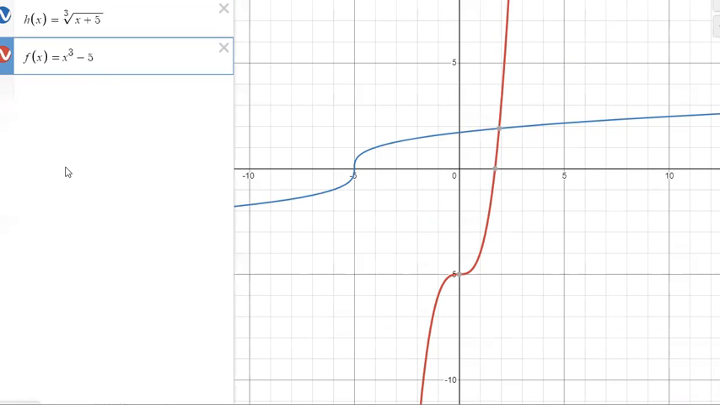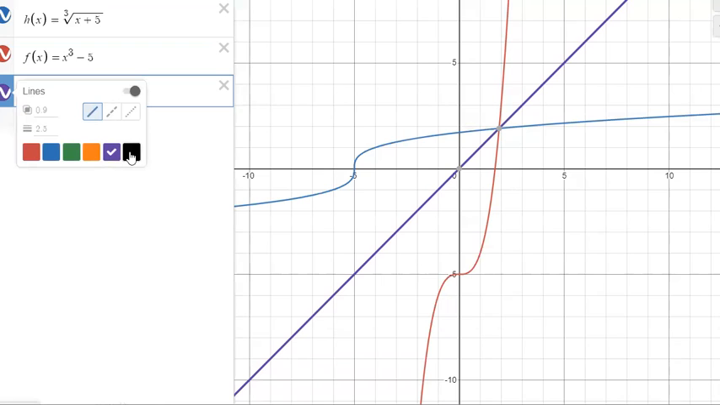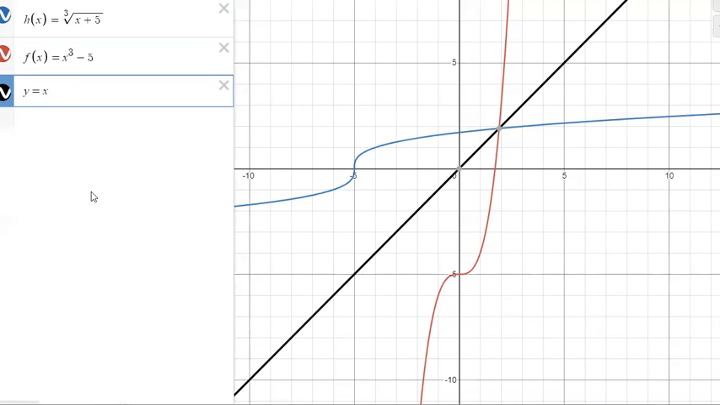Now these have a special type of symmetry to them, or it looks like they have a symmetry, right? The last function that I'm going to put on my screen is y equals x. And I'll make this a black line. So do you notice the symmetry now? If you take the blue function and you rotate it around the black line, you'll get the red function. And if you were to take the red function and rotate it around the black line, you would get the blue function.